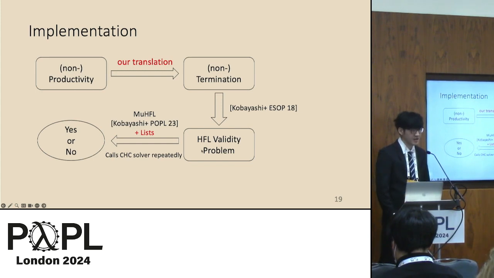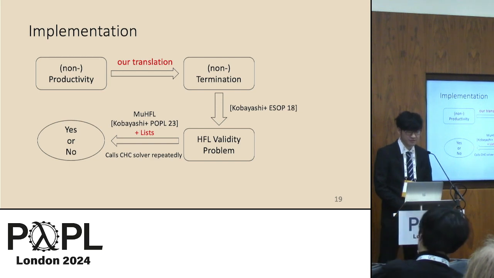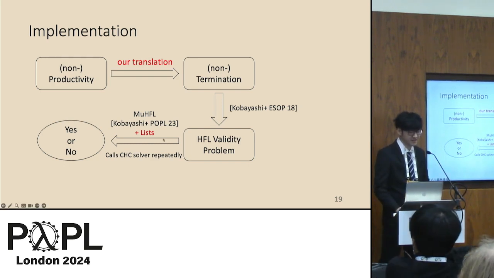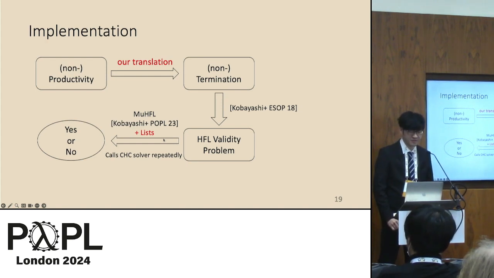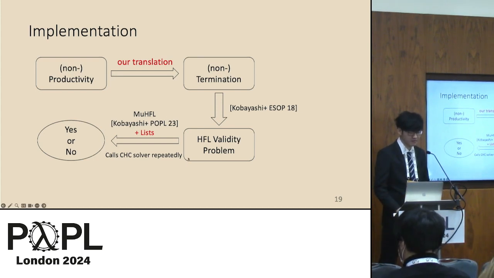HFL handles higher order predicates and fixed point operators. We generate two formulas that correspond to termination and non-termination. There is a HFL solver named mu-HFL that can handle integer primitives. We extended mu-HFL with integer lists. As a result, we can check productivity and non-productivity in this scheme.